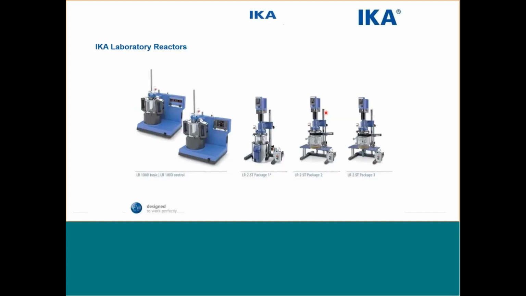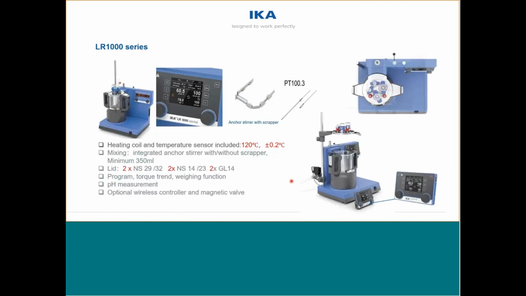So there are two series of IKA lab reactor. We have the LR1000 series, which has a 1 liter capacity, and the LR2ST series, which has a 2 liter capacity. The LR1000 is basically a ready-to-use unit because it has an integrated heating coil for you to heat up to 120 degrees Celsius, with the sensor included. And you can also set your desired RPM directly because the anchor stirrer is already included.